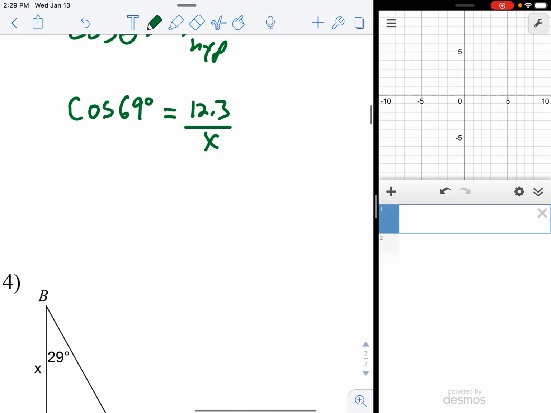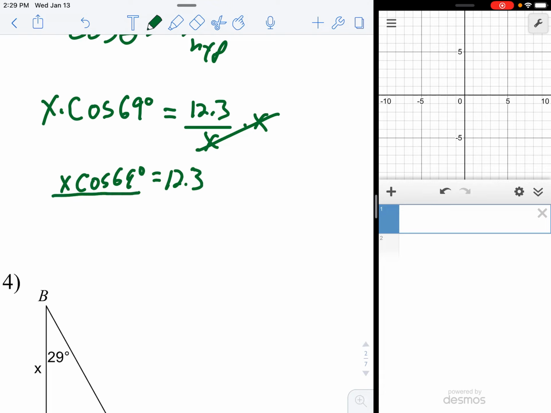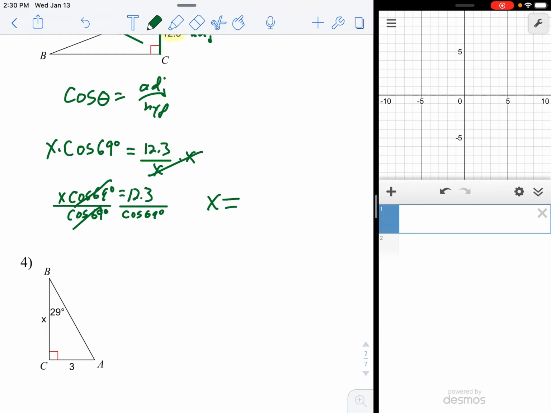How can I solve for a variable when it's in the bottom of a fraction? Well, the best bet is to go ahead and multiply that on both sides. That cancels this out. So I get x times cosine of 69 degrees equals 12.3. Now to solve for x, divide both sides by cosine of 69 degrees. That cancels out. I get x equals, well, this.